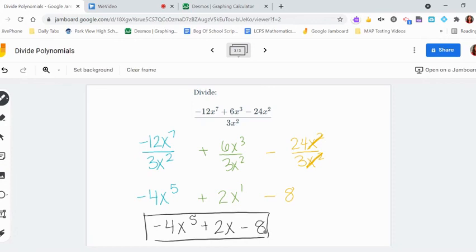And that is how we divide polynomials. Split them up into 3 sections where you're dividing by the denominator, divide the coefficients, subtract the exponents. Divide, subtract, divide, subtract. If they're the same, you can just cancel them. All right, go ahead and practice in your Delta Math.